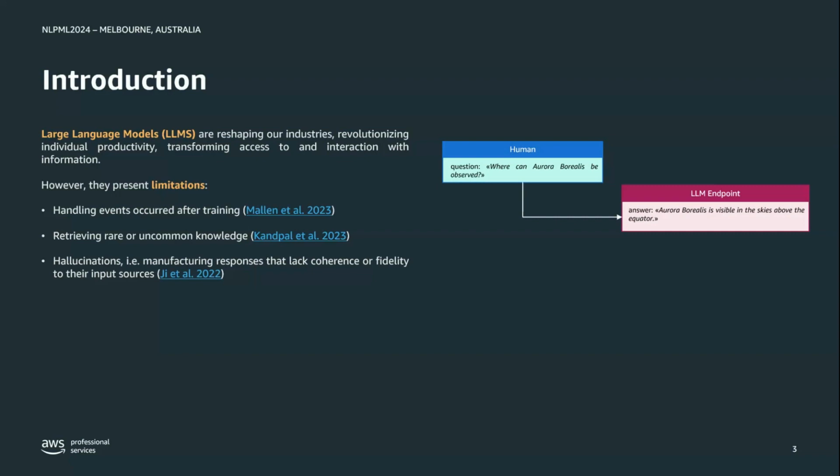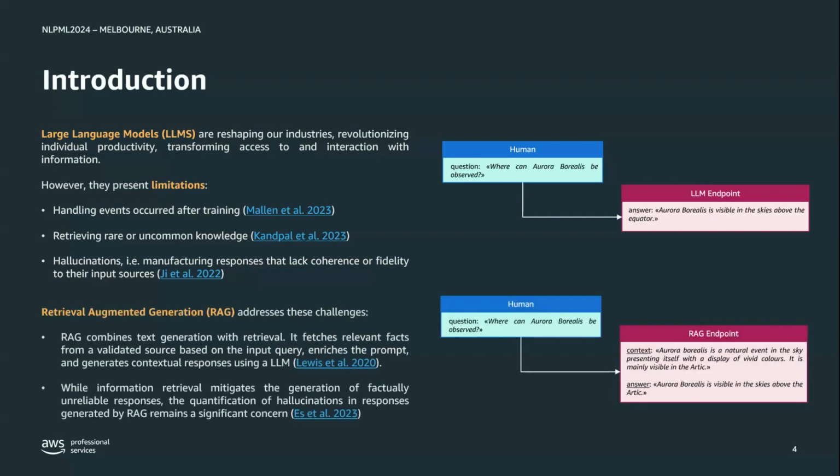And moreover, we all know that models have problems in detecting and talking about events that occurred after training. They have difficulties in retrieving rare or uncommon knowledge, and they all come with the so-called hallucinations. Hallucinations is a broad term used to describe all types of errors related to text generation, so manufacturing incorrect responses, incoherent responses, and anything that might be wrong in the generation process.